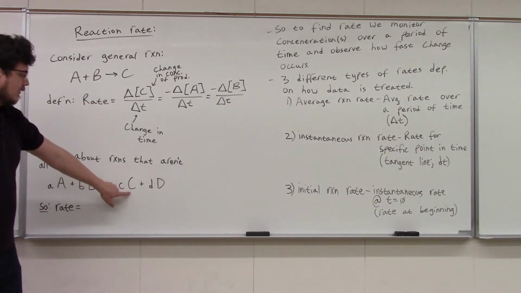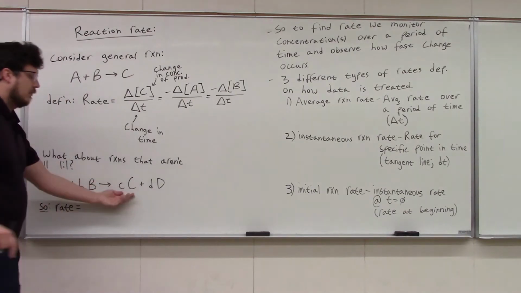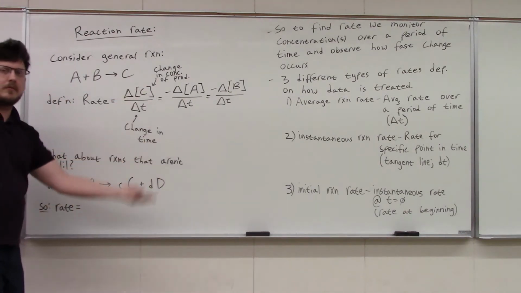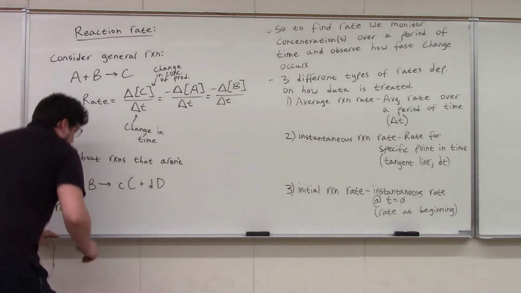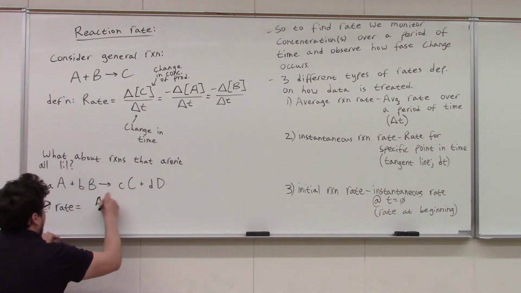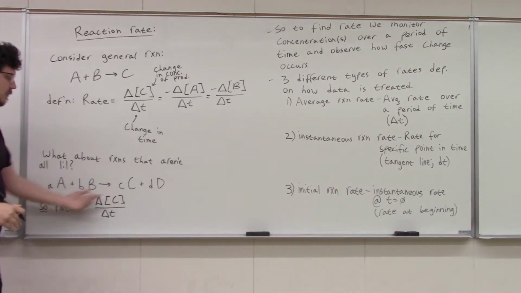So if I look at my product here, well, I know it's going to be a positive value. I'm creating a product, my change is going to be positive. I'm going from 0 to more than 0, so I'm increasing. And so it's still going to be, all right, I've got delta concentration of C over delta T, but how can I normalize this? How can I make it so that it's going to be the same across the board?